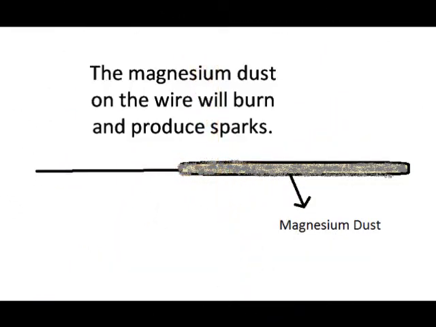When a sparkler is ignited, the magnesium dust on the wire will burn and produce sparks. The sparks will continue until the chemicals on the rigid wire are used up.